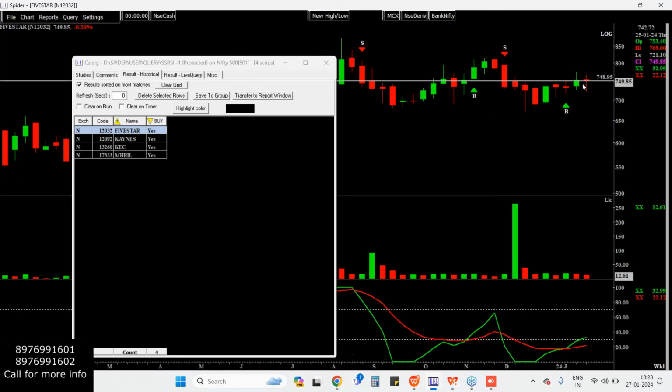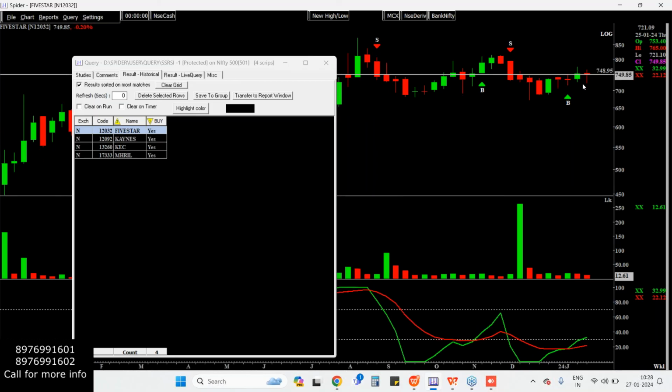So on Monday, you can expect to take an entry in this one and at least gain 7 to 8% in a swing trade. And for positional, you can keep 30% of your quantity, the rest 30% of your quantity.